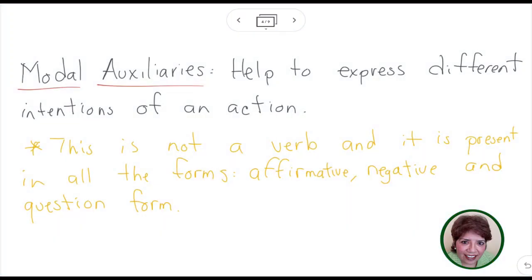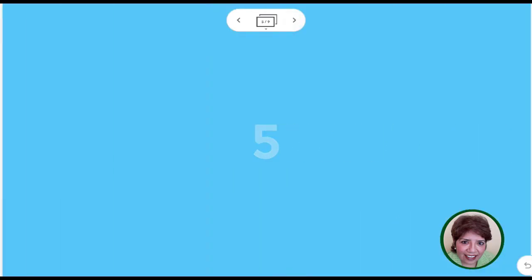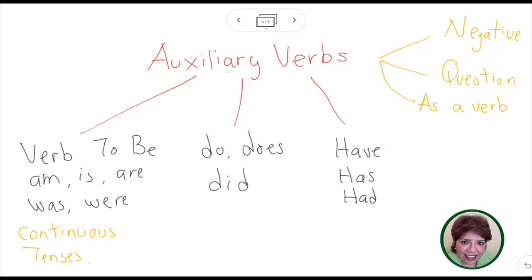Now, the modal auxiliaries help to express different intentions of an action. And this kind of auxiliaries, they are not verbs, and they are present in all the forms. They are present in the affirmative, in the negative, and in the question form. Entonces, estos modales auxiliares nos van a servir para expresar las intenciones que queremos decir de una acción y van a estar presentes en la forma afirmativa, negativa y en la pregunta. Okay, don't forget that.